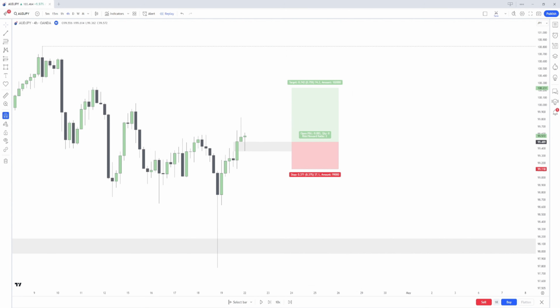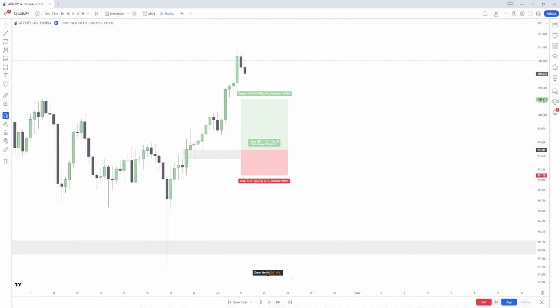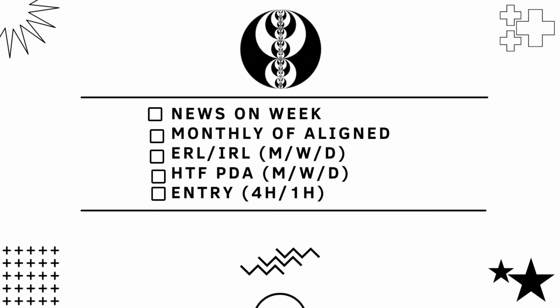And as you can see, the swing played out absolutely beautifully. Again, it checked every single box. We had the bullish monthly order flow. We had red folder news on the week, a very clear draw on liquidity from the weekly fair value gap to the weekly external range high. Then we had that weekly as our higher time frame PD array, and then our 4-hour market maker buy model low risk stage entry.